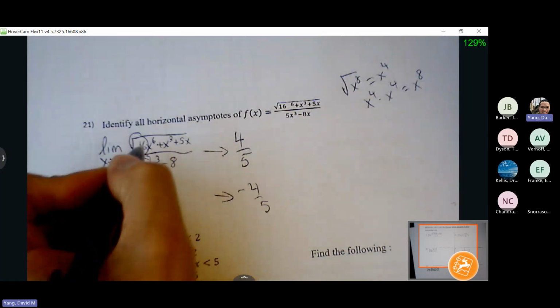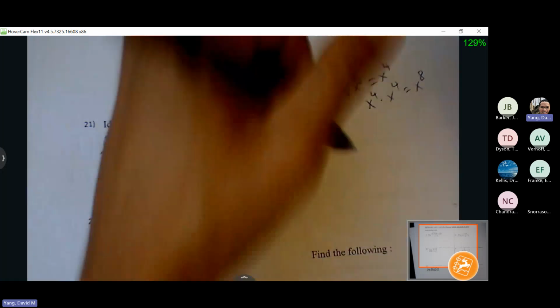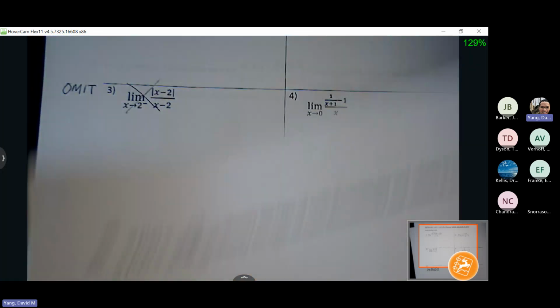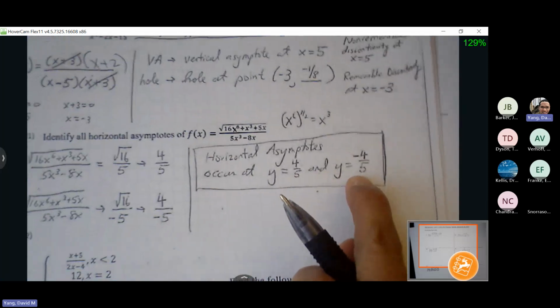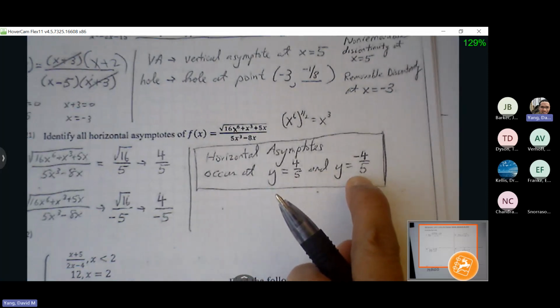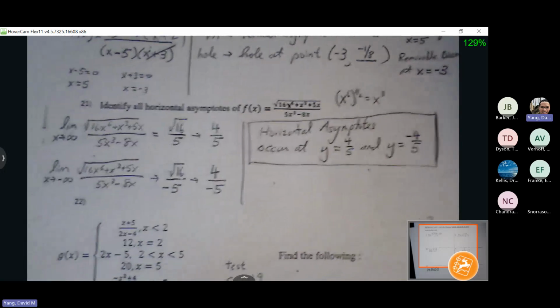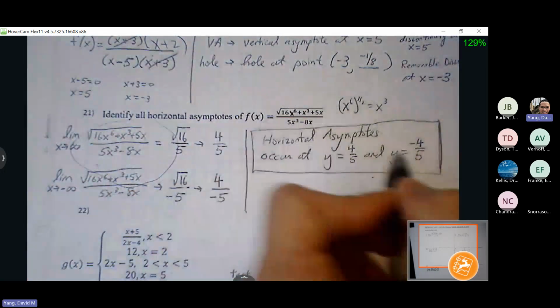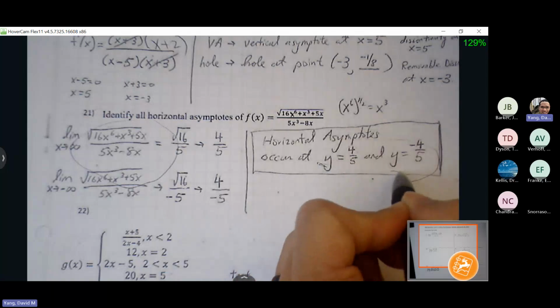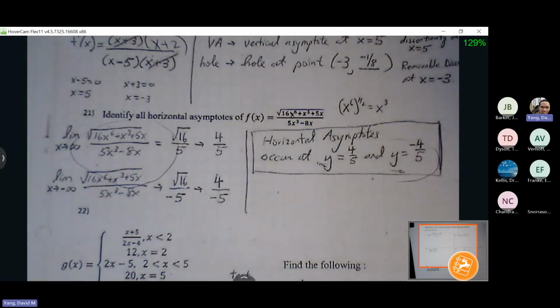So really, if you see the scenario where, okay, I got a radical, my degrees are the same, there's always going to be two asymptotes. So you're going to write y equals 4/5 and y equals negative 4/5. If you find one ratio, it's the same ratio on the other side, just a different sign. You don't have to show all this work. If you want to jump directly to this conclusion, just make sure you call them y equals, since we're asking for horizontal asymptotes.